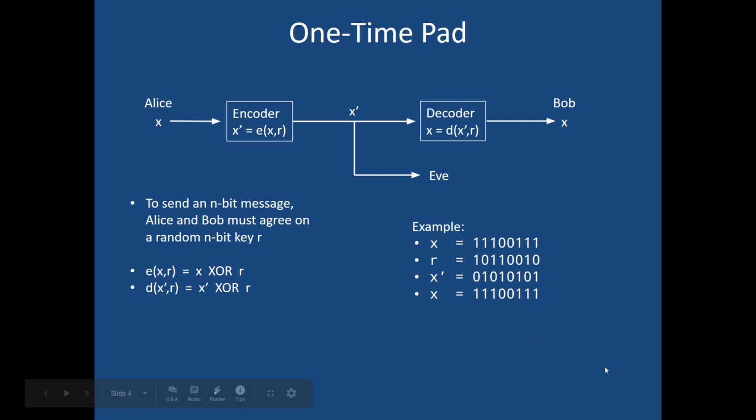Then just to undo the process, you'll notice I put X prime on here. So if you XOR R and X prime, again, you recover the original message. They sort of cancel out. So that's a one-time pad.